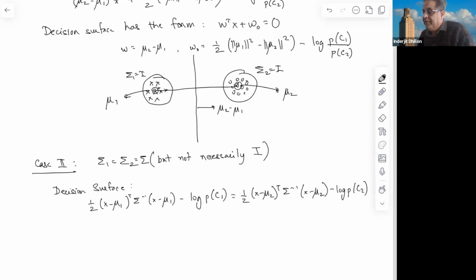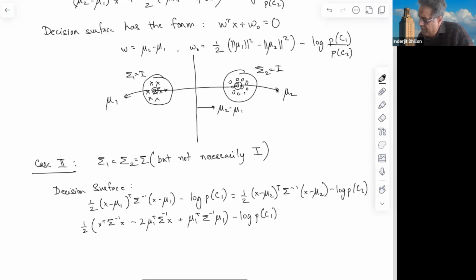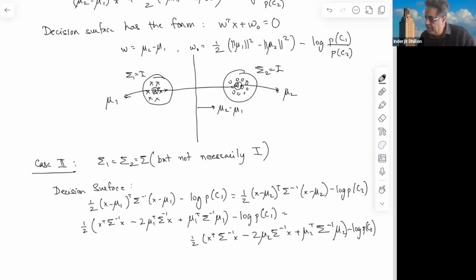Okay. If I simplify, it's equal to 1/2 x transpose sigma inverse x minus 2 mu1 transpose sigma inverse x plus mu1 transpose sigma inverse mu1 minus log of PC1, is equal to 1/2 x transpose sigma inverse x minus 2 mu2 transpose sigma inverse x plus mu2 transpose sigma inverse mu2 minus log of PC2. Sorry, there are indices to take care of, so I need to be careful. I keep writing sigma 1. I'm hoping I have not made a mistake with the indices, but please call me out if I have.